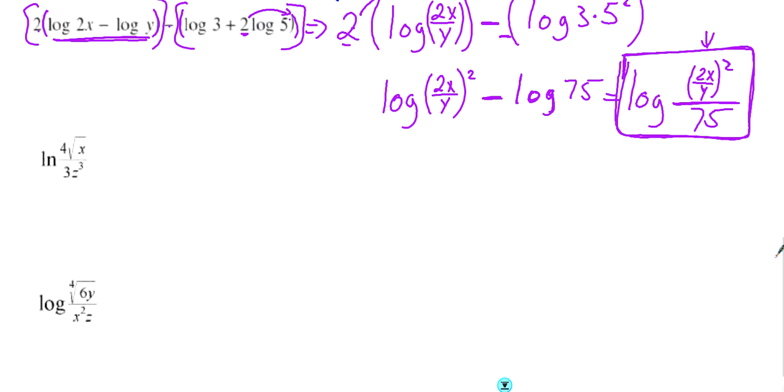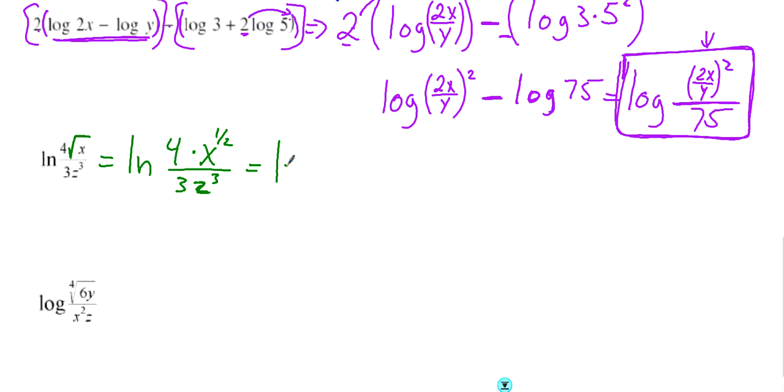Let's look at the next one. This one looks similar to one we've already done. So the first thing we have to do is deal with the square root of x here. So we rewrite the natural log of 4 times x to the 1/2 power over 3z cubed. Okay? So now that we have everything in its powers, we can actually start expanding.